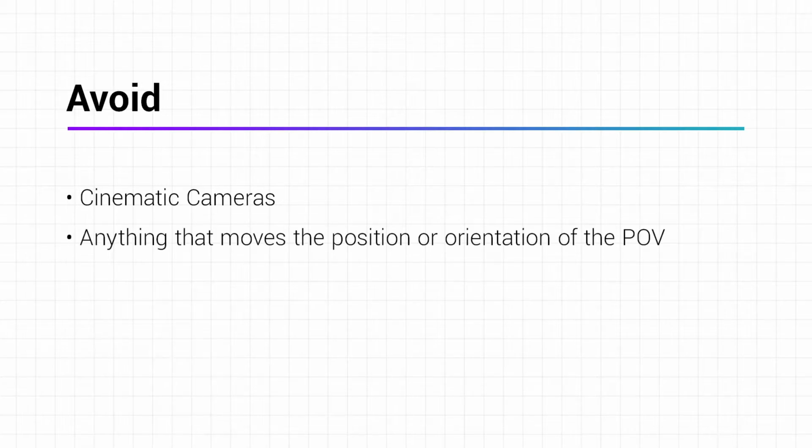Remember that in virtual reality, the camera is actually the view of the user. For this reason, avoid cinematic cameras or anything that moves the position or orientation of the point of view. This tends to be the primary way to cause motion sickness for your users in VR.